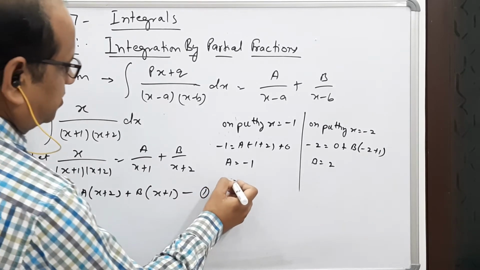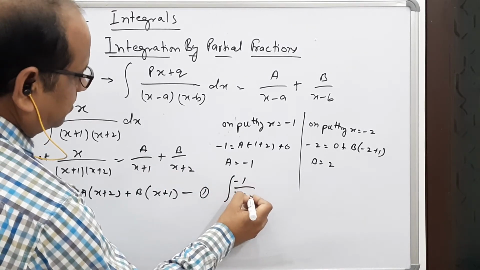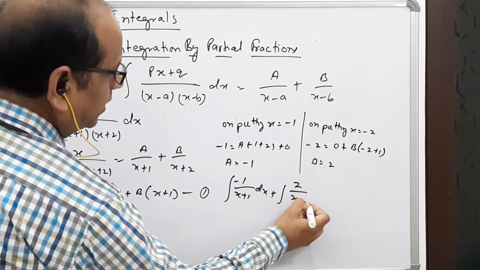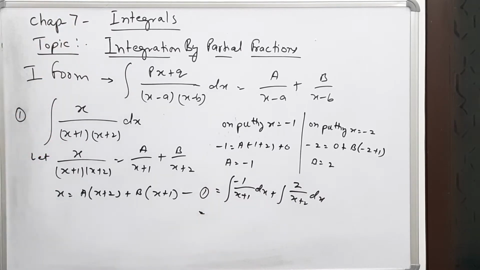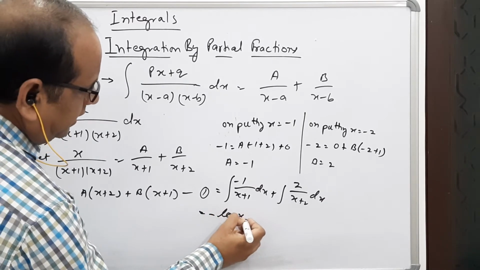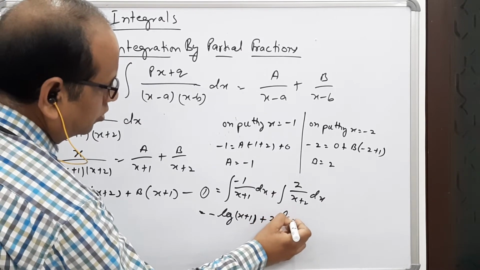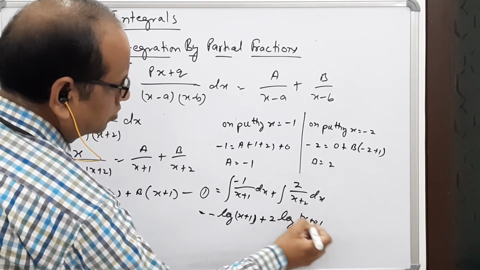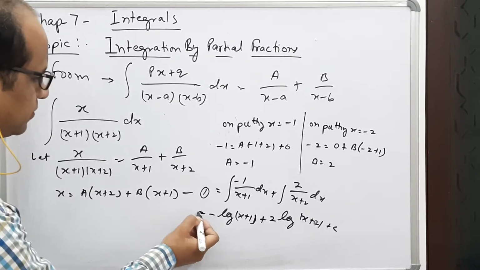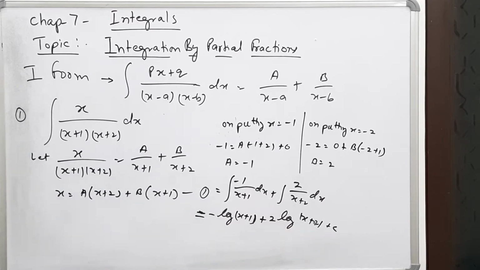So now this expression will take the form, A upon, that is minus 1 upon (x + 1) dx plus 2 upon (x + 2) dx. And now you know it very well, it is very simple to integrate. The answer is minus log|x + 1| plus 2 log|x + 2| plus c.